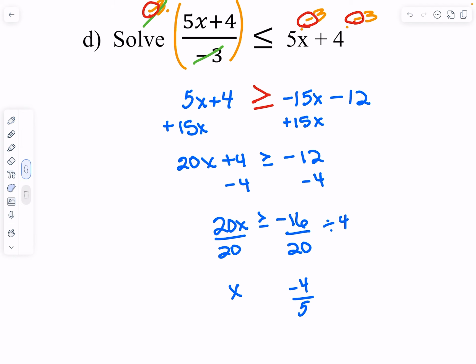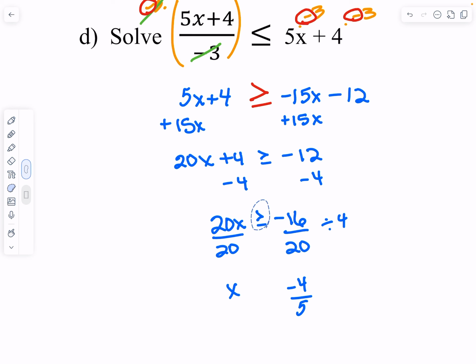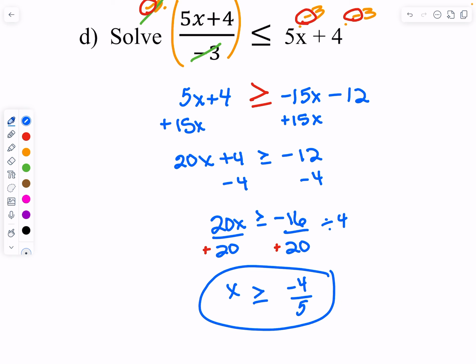Now, what about this inequality? Do I need to flip it? Notice I get a negative answer, but what did I divide by? I divided by a positive number, so I'm not going to flip it. And as always, I'm going to check when I've got a fraction. I'm going to plug that into the bottom, but notice I don't have an x on the bottom, so I really don't have to worry about that. So my answer is going to be x equals -4/5.